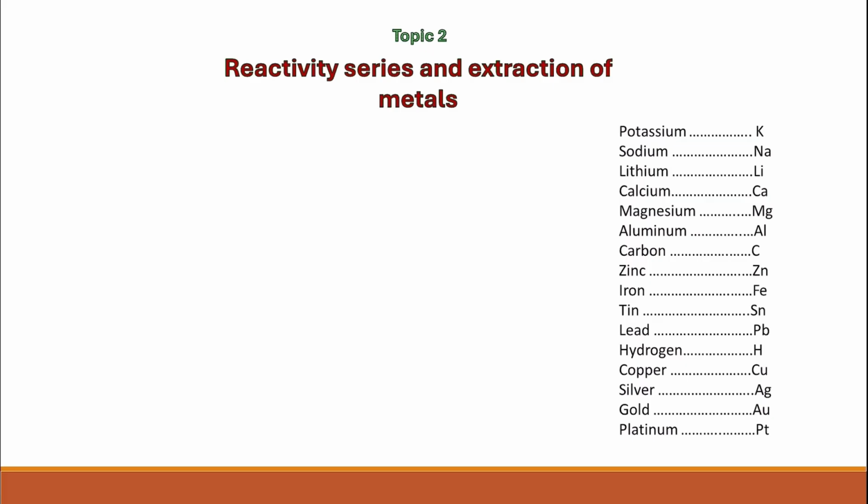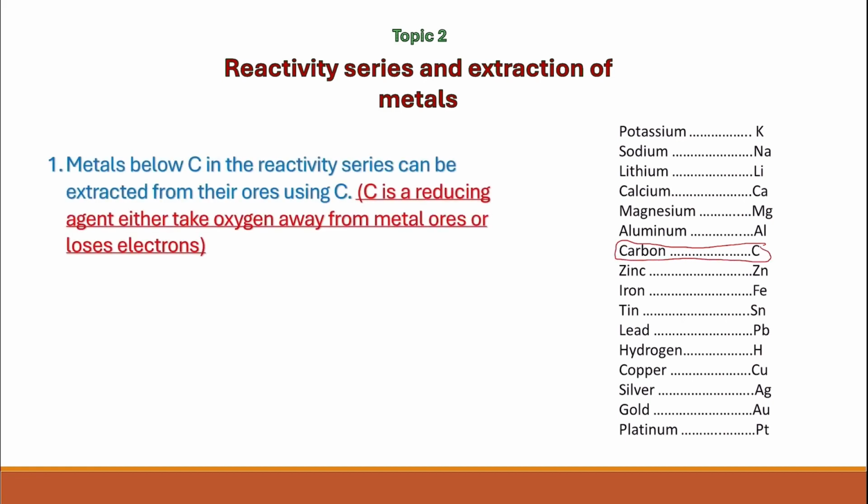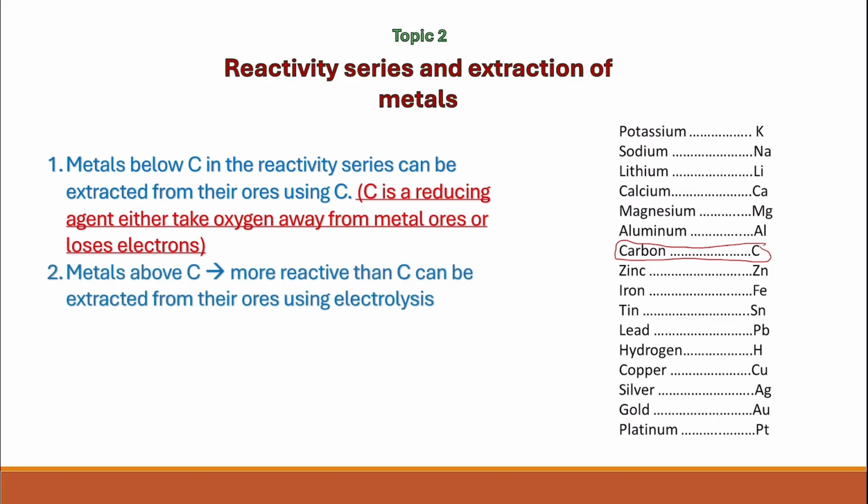Topic 2 is reactivity series and extraction of metals. So the main thing here is the use of carbon for extraction of metals from their ores. Metals below carbon in the reactivity series are less reactive than carbon and can be extracted from their ores using carbon. The role of carbon here is that carbon is a reducing agent, because it takes oxygen away from the metal ore, or it loses electrons if they ask you in terms of electron gain and loss.